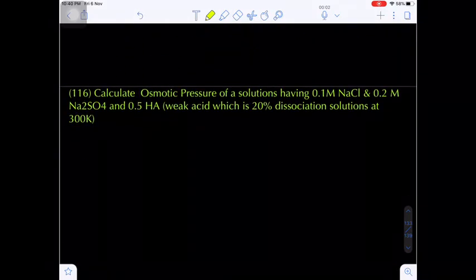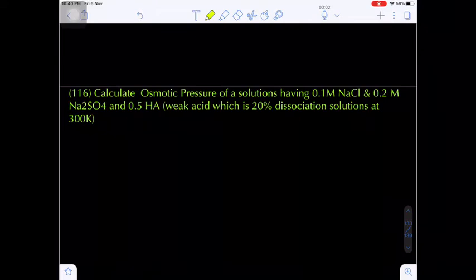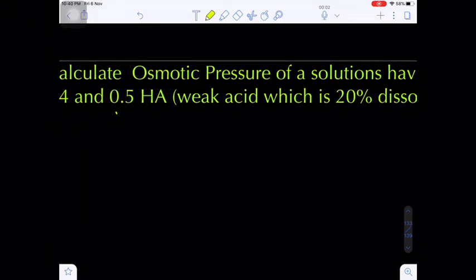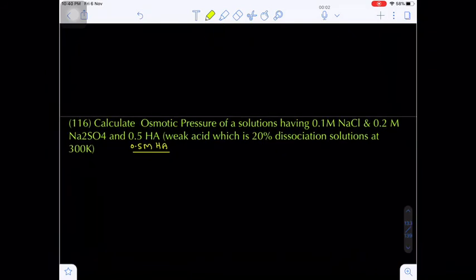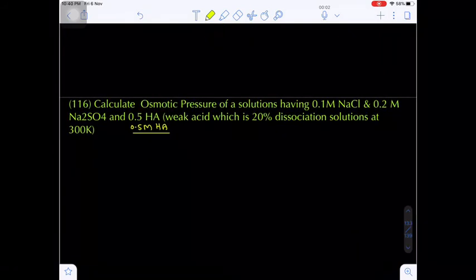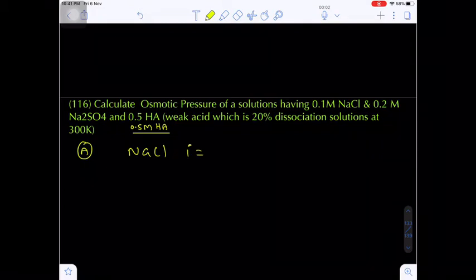Next, question number 116. In question number 116, calculate the osmotic pressure of a solution having 0.1 molar NaCl and 0.2 molar Na2SO4 and 0.5 molar HA. That means a weak electrolyte, that is a weak acid, which is 20% dissociated at 300 Kelvin. Now here three electrolytes are there. The first electrolyte I am taking is sodium chloride. Do you know what is the van't Hoff factor for sodium chloride?